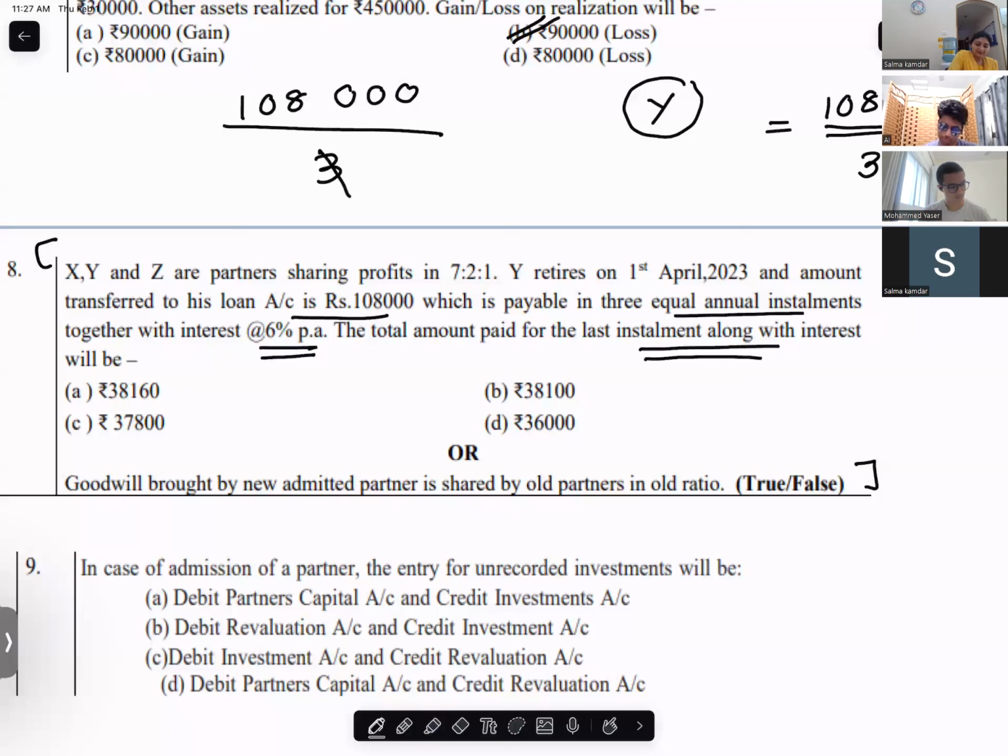3 ones are 3. 3 threes are 9. 3, 6, 9, 12, 15, 16, 17, 18. 3 sixes are 18. So the amount per installment is how much? 36,000. Are you with me? So one installment will be for 36,000. Interest is 6% per annum.